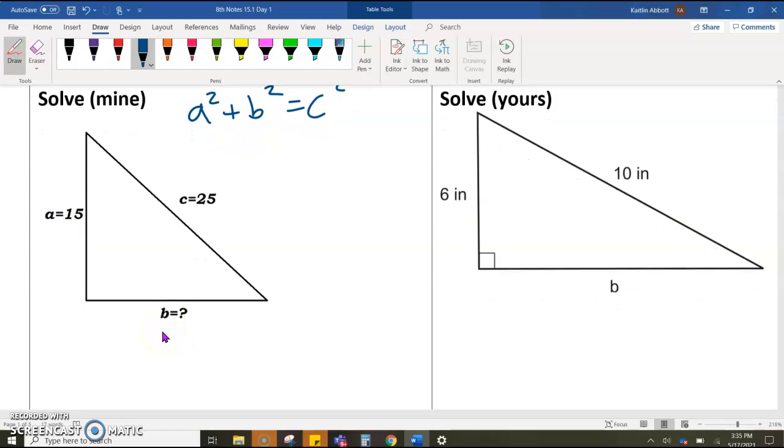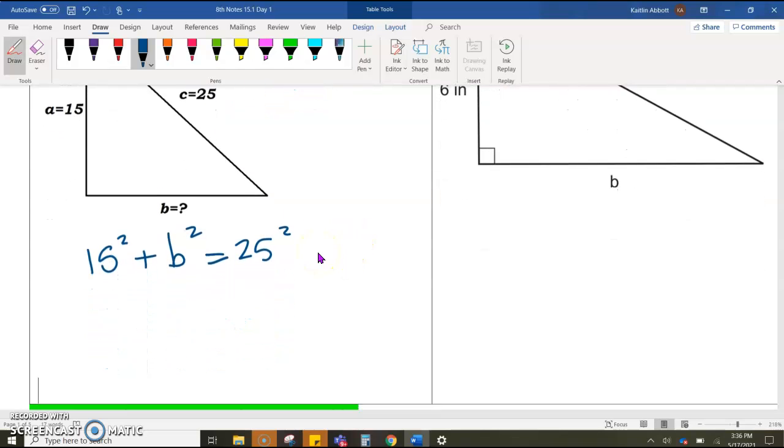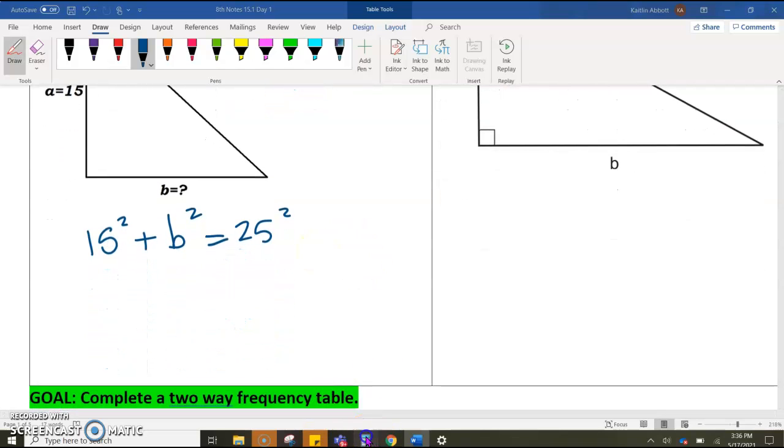So we are going to do A squared. So instead of A squared, A is 15. So I'm going to do 15 squared. So 15 squared plus b squared. I don't know what b squared is. We're going to leave it as b squared equals c squared, which is 25. So we're going to do 25 squared. Okay. Now let's square all of these. And you put that in your handy dandy calculator.